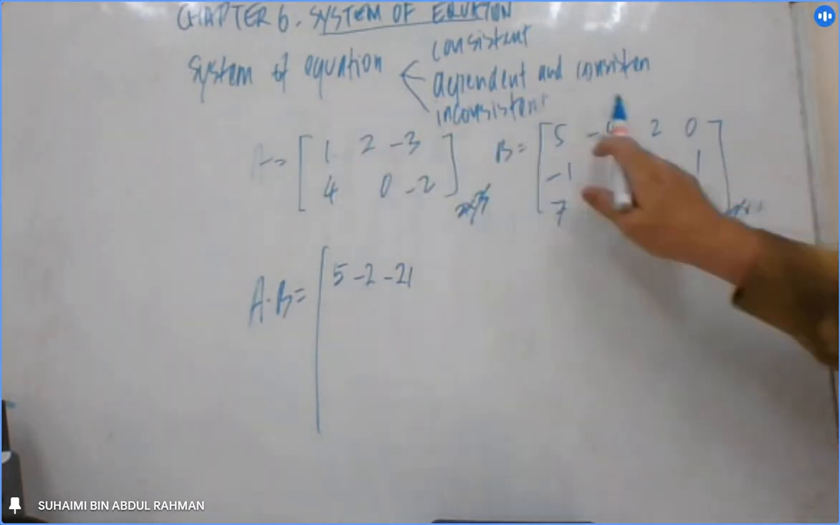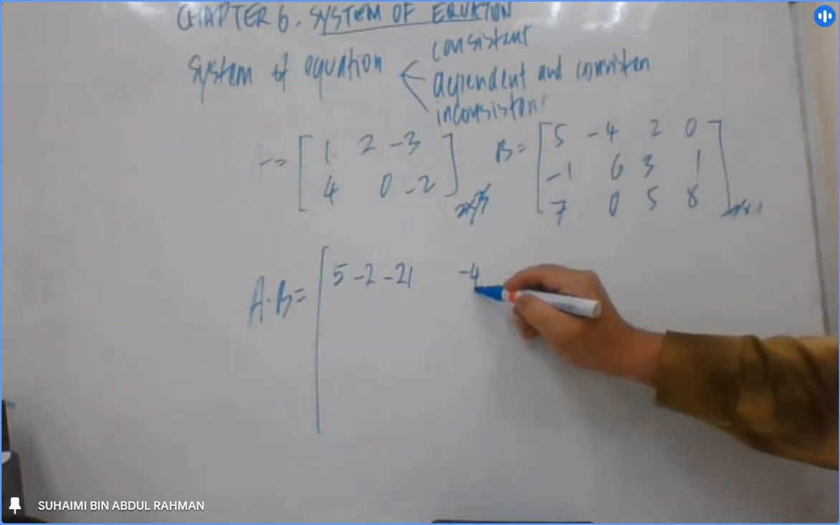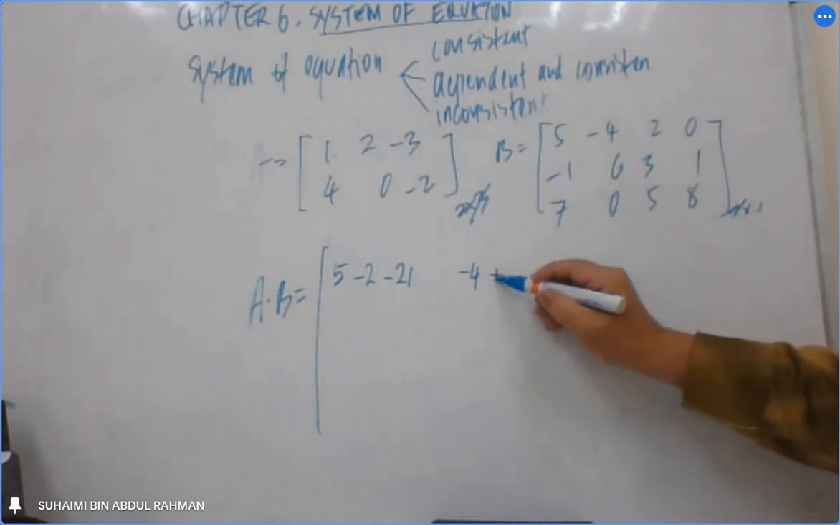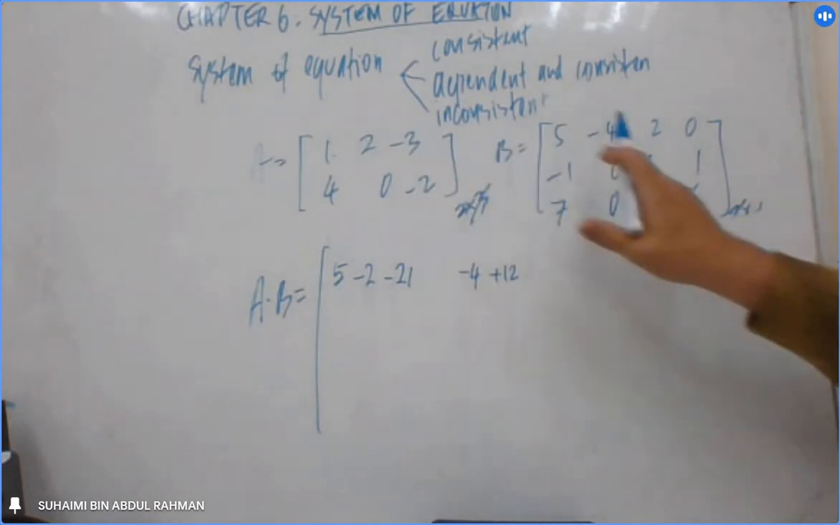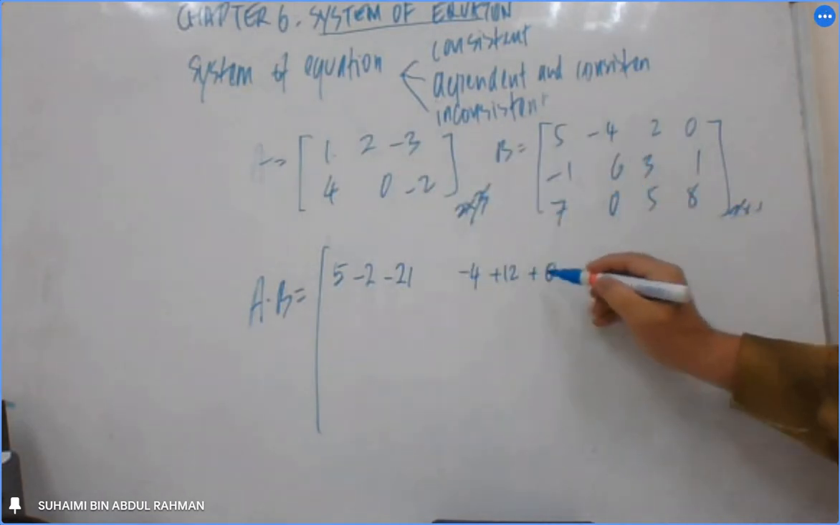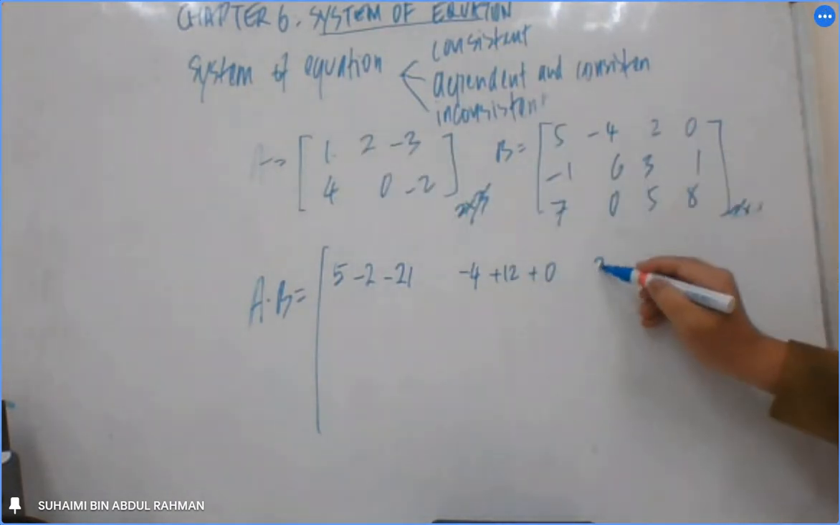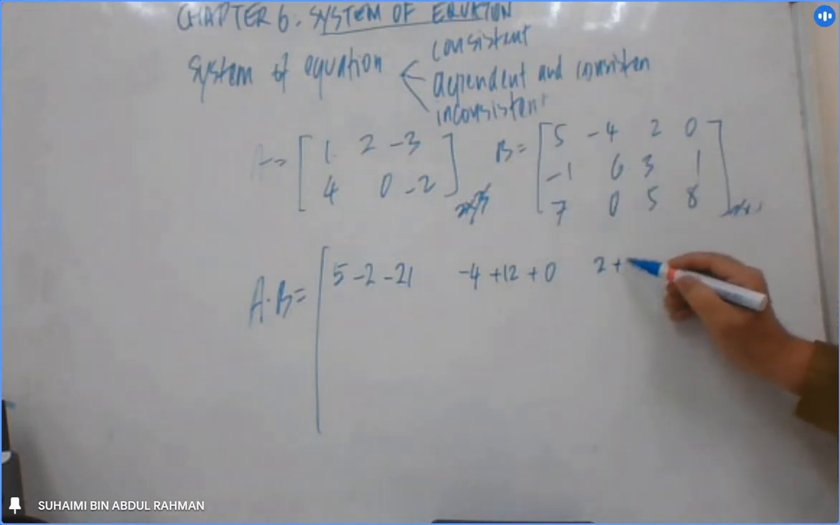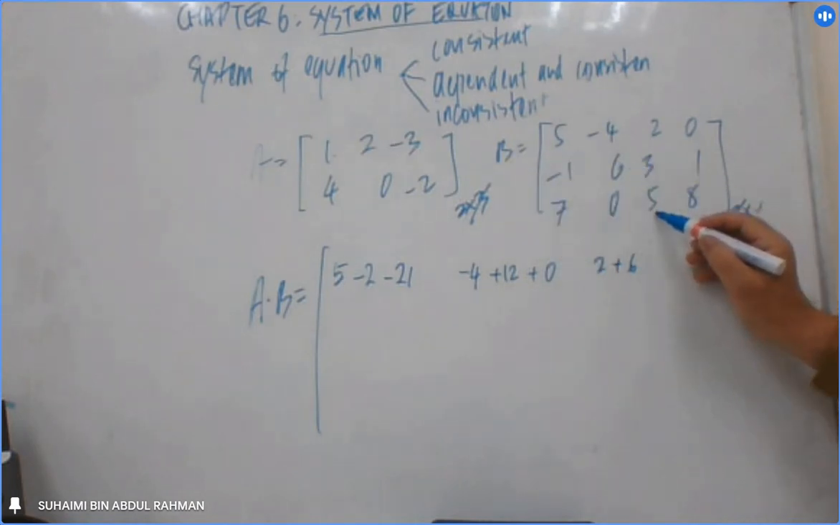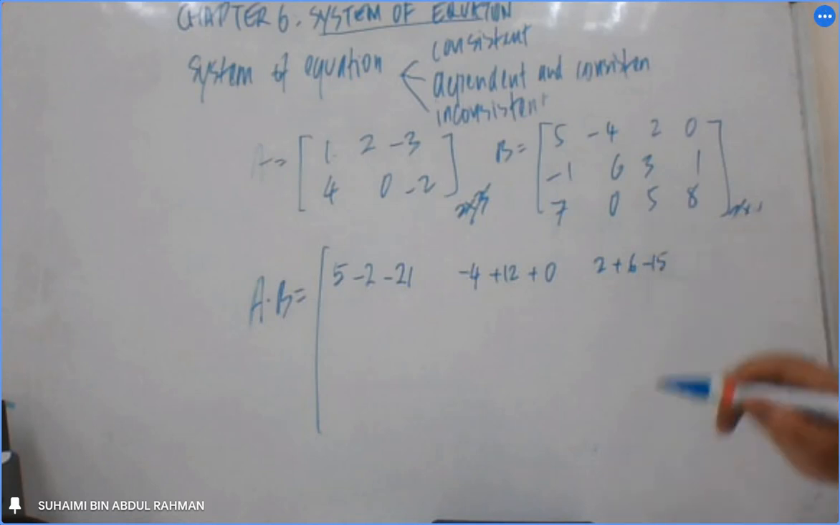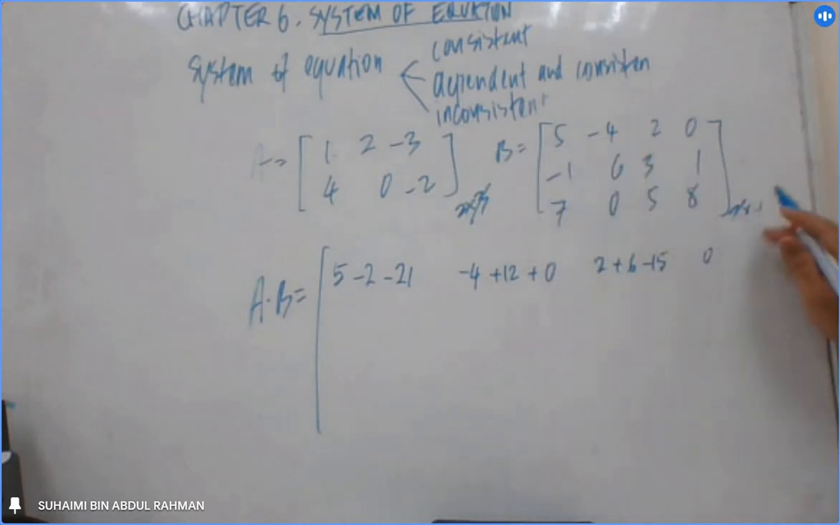Okay, 1 multiplied by minus 4, minus 4. 2 multiplied by 6, 12. Minus 3 multiplied by 0, 0. 1 multiplied by 2, 2. 2 multiplied by 3, 6. Minus 3 multiplied by 5, minus 15. 1 multiplied by 0, 0. 2 multiplied by 1, 2. Plus 3 multiplied by 8, 24.